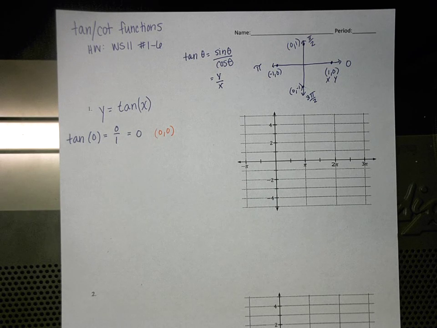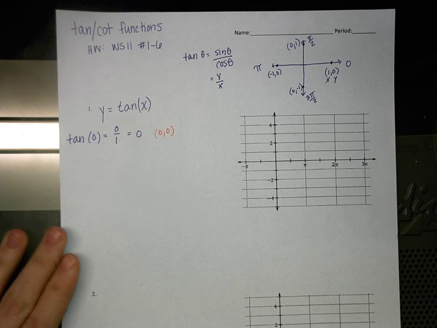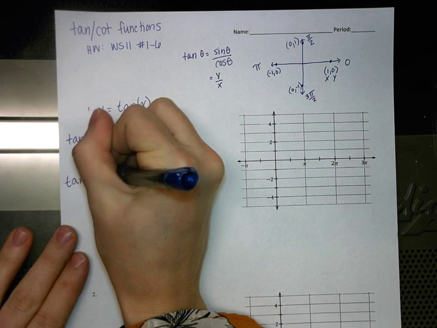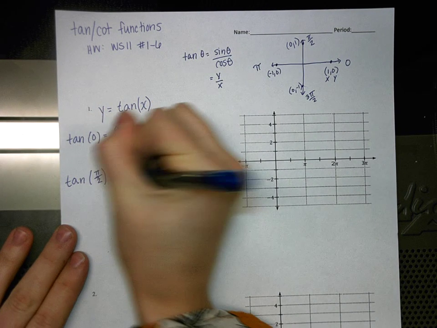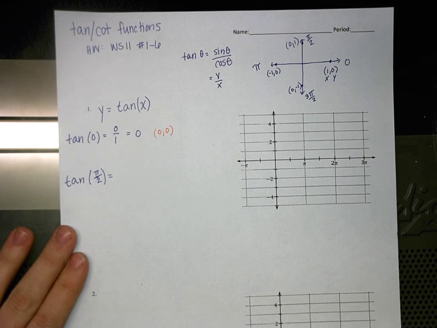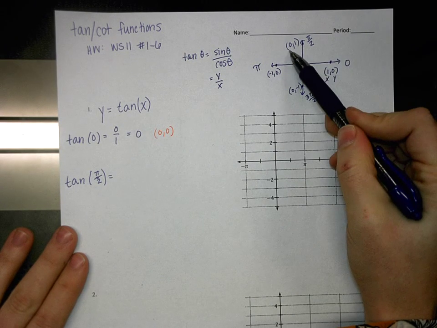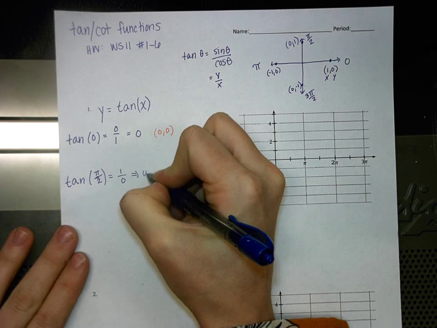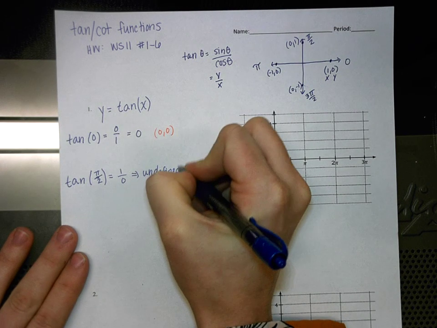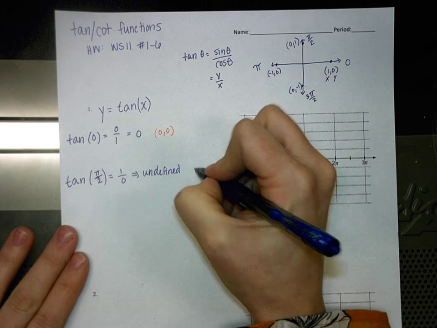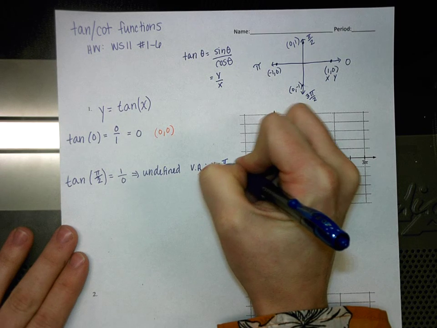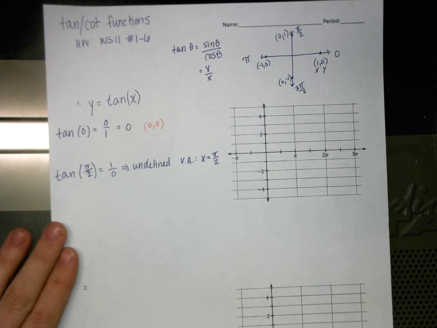We're good so far? Okay, and then we just do every quarter turn as we go, right? So tangent of pi over 2 is what? Y over x, which is 1 over 0, which is undefined. Which means I have a vertical asymptote at x equals pi over 2. Let's go ahead and plot that.